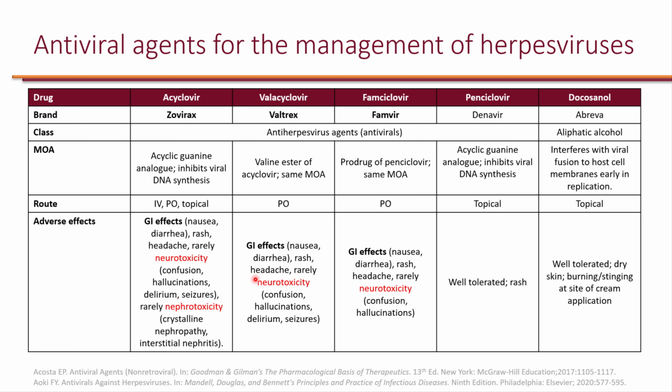When you look at the adverse effects, essentially GI effects, so nausea, diarrhea, but also rash, headache, and rarely neurotoxicity. This would be the case because these are renally cleared. So if somebody has renal dysfunction, if they're not renally adjusted, or just in case of overdose, patients are likely to have neurotoxicity. This typically includes confusion and hallucination, but could include seizures. And with the IV formulation of acyclovir specifically, it's also a nephrotoxic agent, because with the IV we'll have high doses.